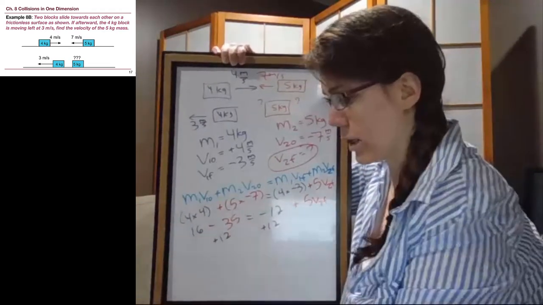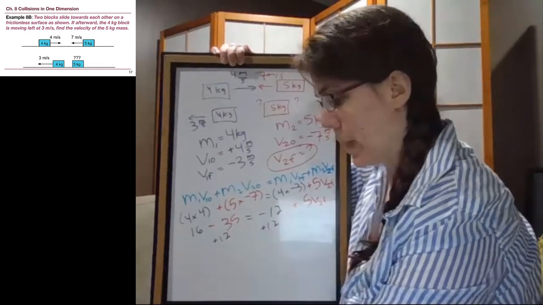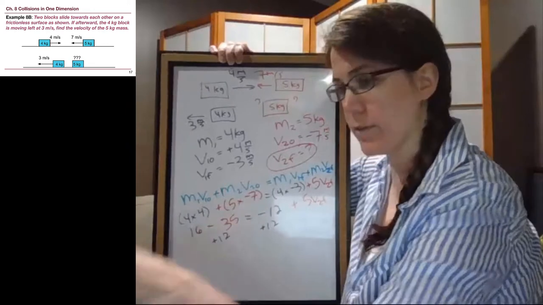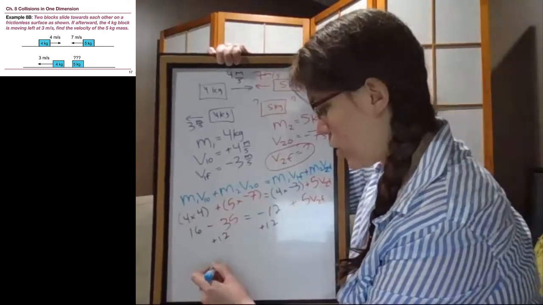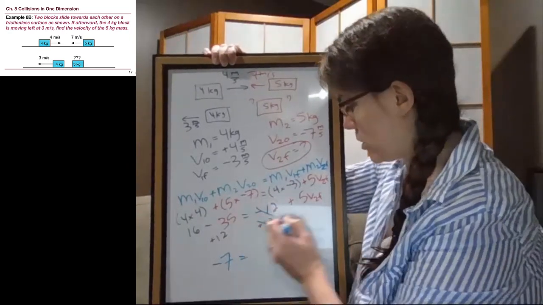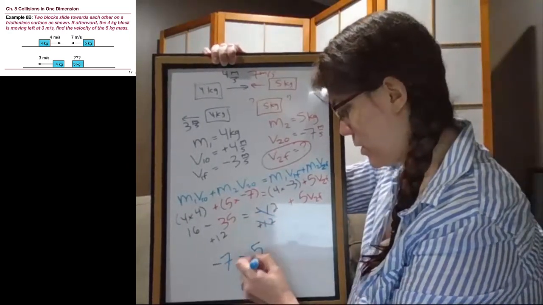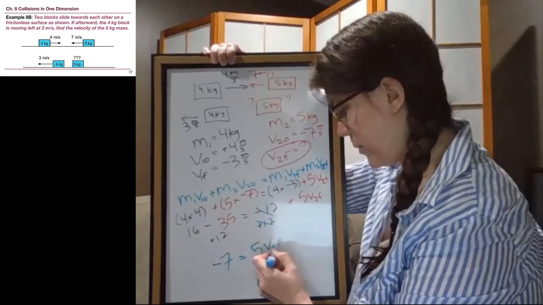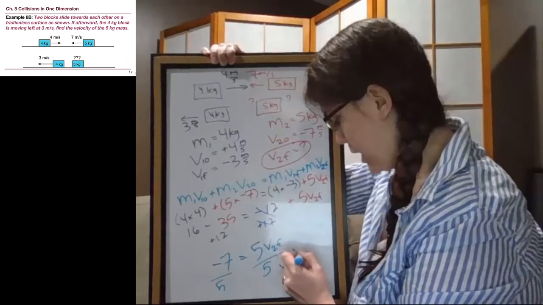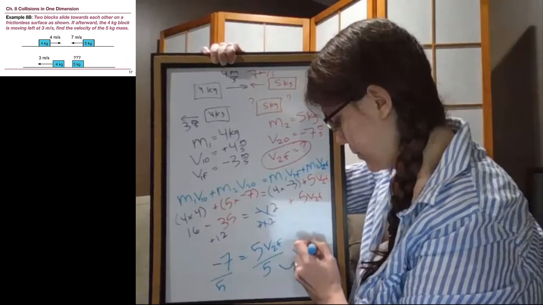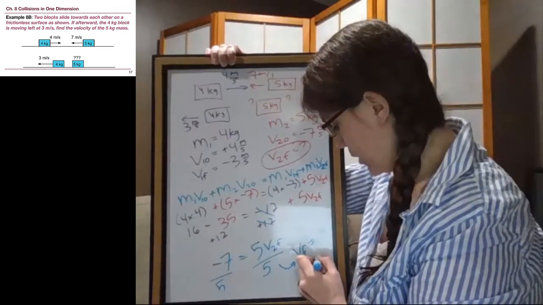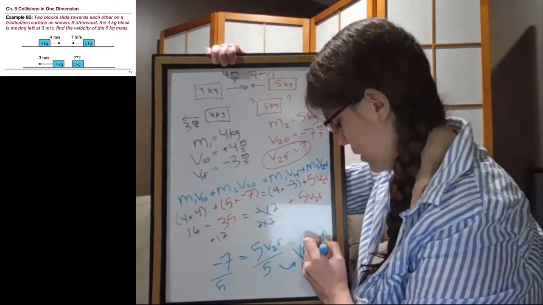All right, we're going to add 12 to both sides so that in our calculators we can do 16 minus 35 plus 12. And on the left here, we will get a total of negative 7. And on the right, this canceled out. All we have left is 5 v2f. So we'll divide both sides by 5 so that we can get our final velocity is negative 7/5 or negative 1.4 meters per second.